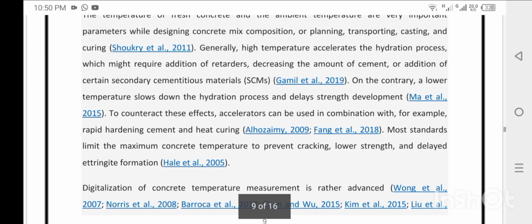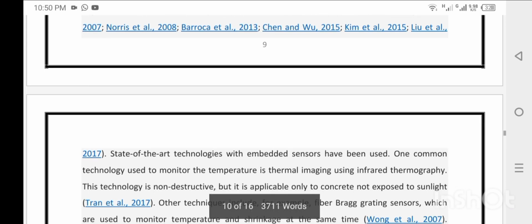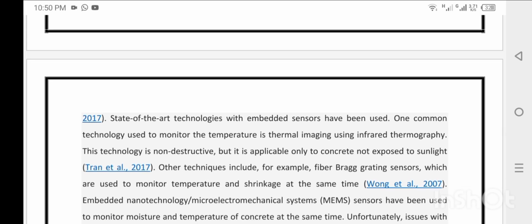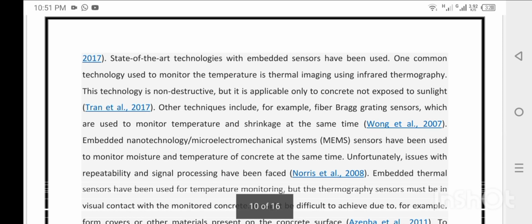So, digitalization of concrete temperature measurement is advanced. State-of-the-art technologies with the embedded sensor have been used. One common technology used to monitor the temperature is thermal imaging using infrared thermography. This technology is non-destructive, but it is applicable only to concrete not exposed to sunlight. Other techniques included, for example, fiber bed grating sensor, which are used to monitor temperature and shrinkage at the same time.